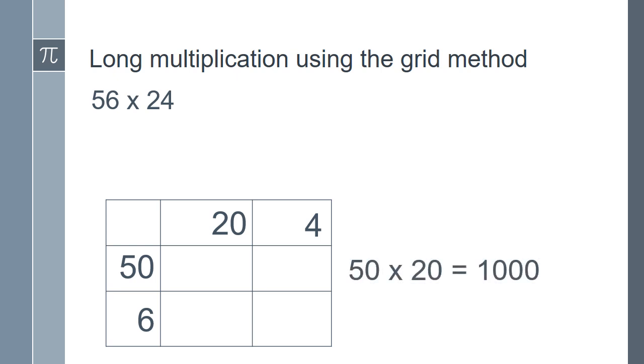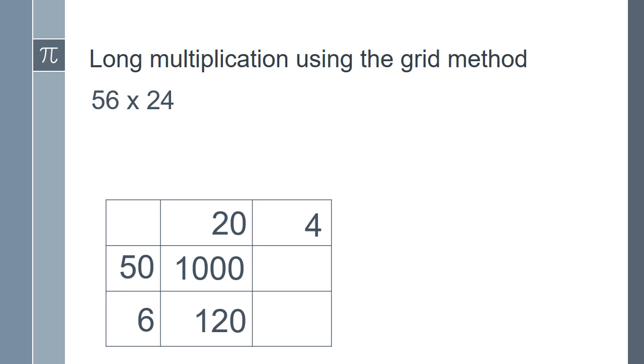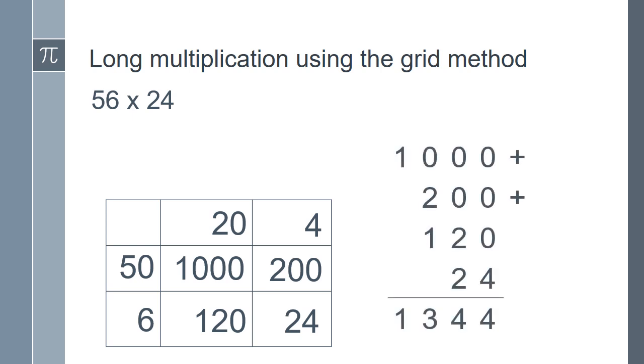And then you multiply those numbers together. So 50 times 20 is 1,000, because we can look at the 5 and the 2. We can say 5 times 2 is 10, but then we've got a 0 from the 50 to add on and a 0 from the 20 to add on. So that's why the answer is 1,000. 6 times 20 is 120. Then 50 times 4 is 200, and 6 times 4 is 24. And then, as normal, we add those numbers together. What you get in this case is an answer of 1,344.